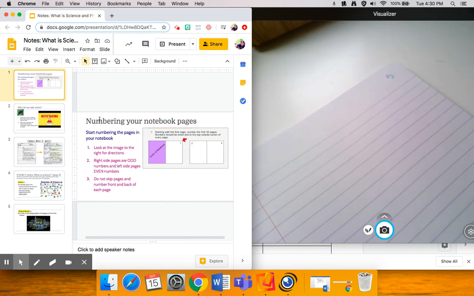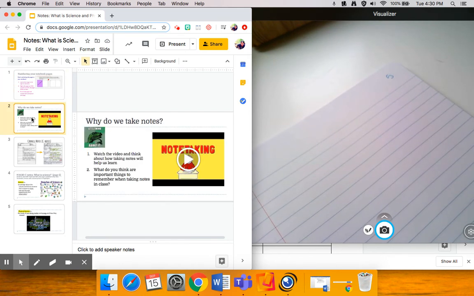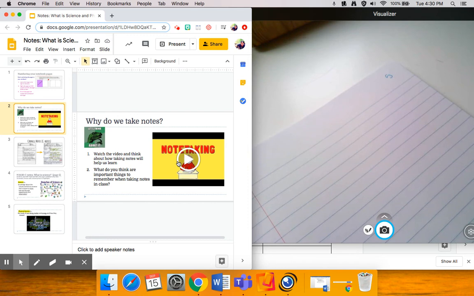And so a couple of things with our notes. I've attached these slides to the assignment in this section, in the choose section, so you can go in and watch the video and think about how taking notes really helps us learn, right? We've already learned that it's science, right? If we're handwriting notes, our brain remembers it better. So what do you think are important things to remember when taking notes? Go ahead and on your own time watch the note-taking video that is in the slides that are posted.